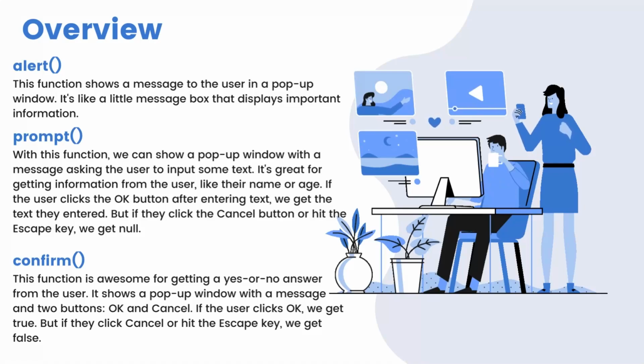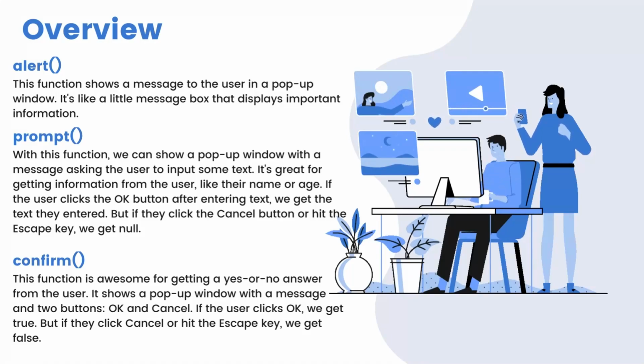Confirm. This function is awesome for getting a yes or no answer from the user. It shows a pop-up window with a message and two buttons, OK and Cancel. If the user clicks OK, we get true. But if they click Cancel or hit the Escape key, we get false. Remember, all these functions are modal, which means they pause the script execution and don't allow the user to interact with the rest of the page until they deal with the pop-up window.